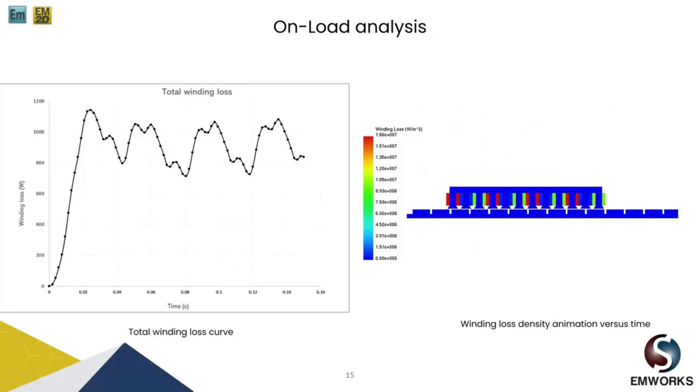Using our software you can also obtain the total winding losses, and you get a curve of the total loss, and you can see it's around 900 watt. At the same time you can see the winding losses animations, which will help the designer to evaluate the total loss density, which will be responsible for generating heat. So it's very important to have this feature.